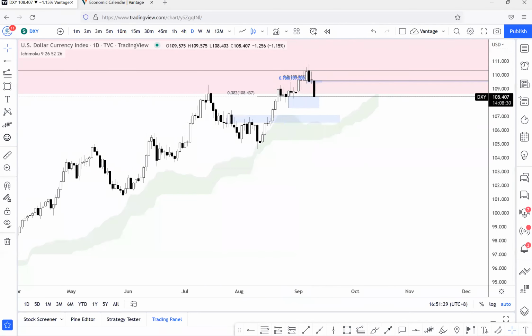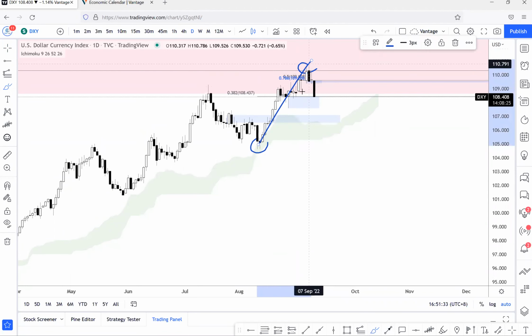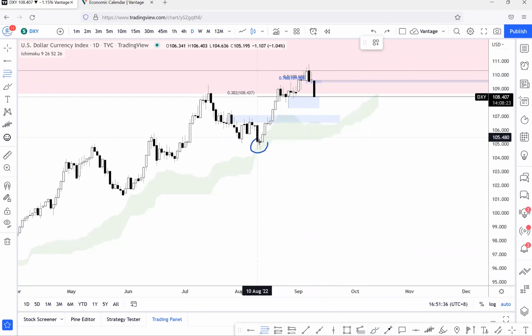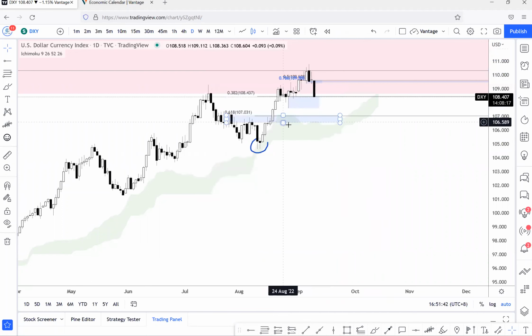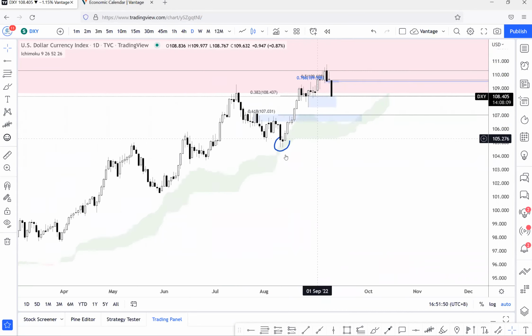Same thing, retracement of the move from low to high. This move itself. So this would be the level to watch when price retraces here. Coming into this region, I believe this is the 61.8. So this region is at around the 107 level. So if price breaks below, I think we could see a pullback into this region.